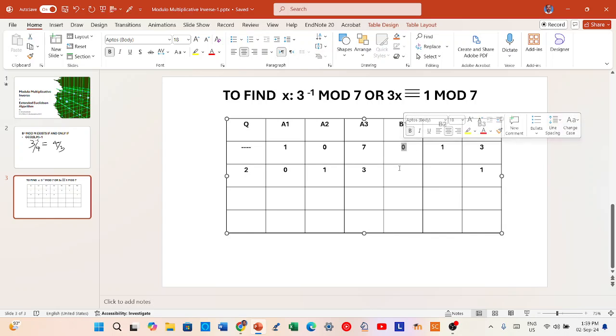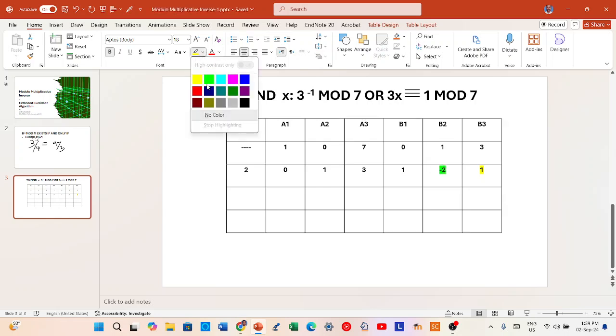So 1 minus 2 into 0. That will be equal to 1, right? So now 0 minus 2 into 1 is minus 2. So when B3 is 1, that is, GCD is equal to 1, we take B2, which is minus 2. So your answer for this is x is equal to minus 2.